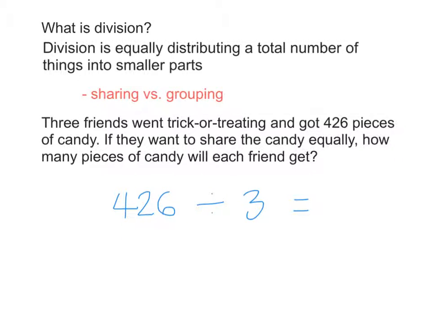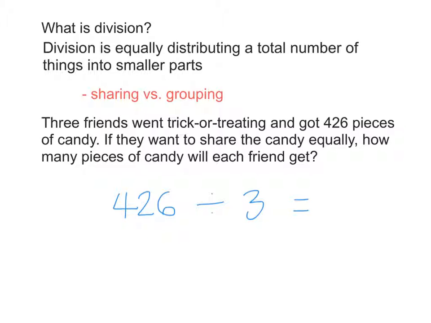Okay? So here's the real life word problem. It says, 3 friends went trick-or-treating and got 426 pieces of candy. If they want to share the candy equally, how many pieces of candy will each friend get? So to solve this problem, we would do 426 divided by 3, because you have 426 total pieces of candy, and you want to share it amongst how many people? 3 people, and you want to make sure each friend gets an equal portion, right?